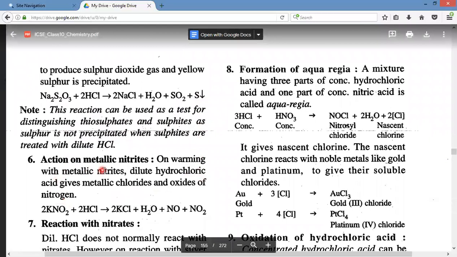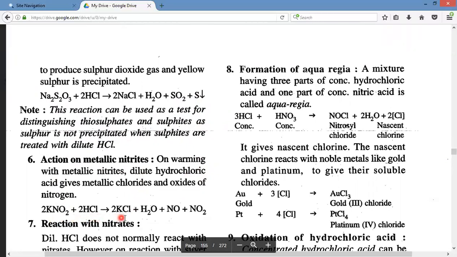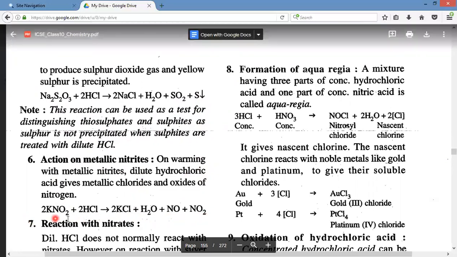Next is the action on metallic nitrides. Here potassium nitride is treated with hydrochloric acid, forming potassium chloride with water, and nitric oxide with nitrogen dioxide, which is a brown gas. I'm repeating, potassium nitride treated with HCl.